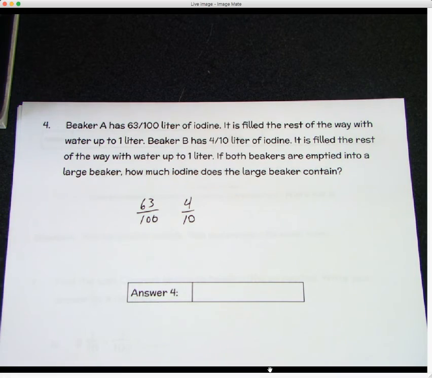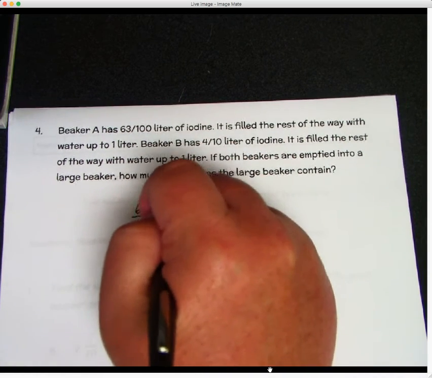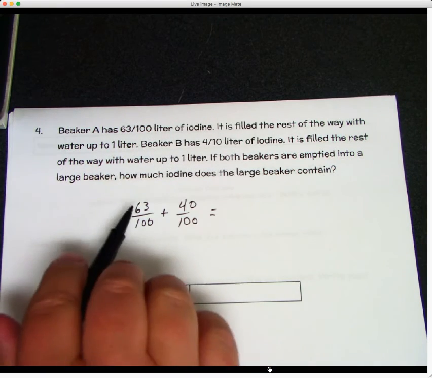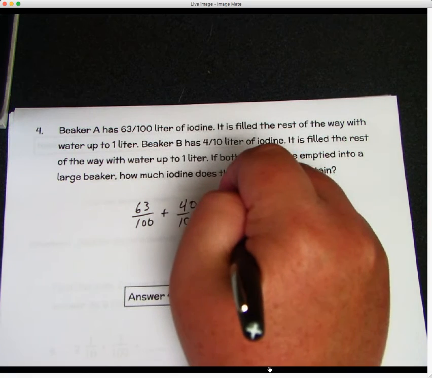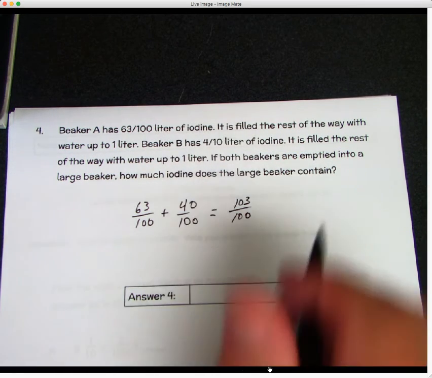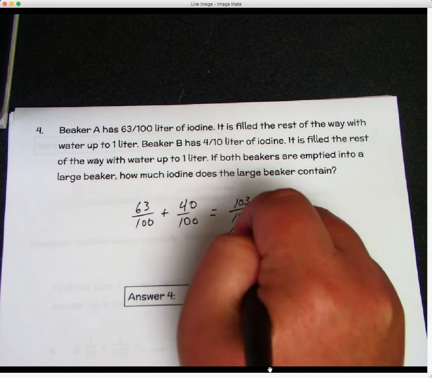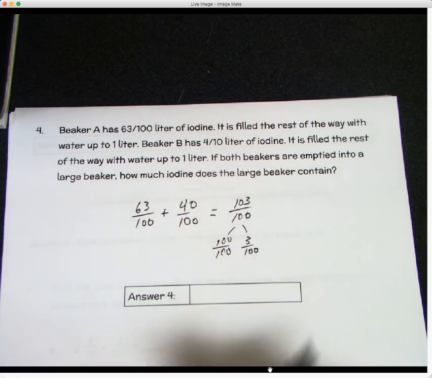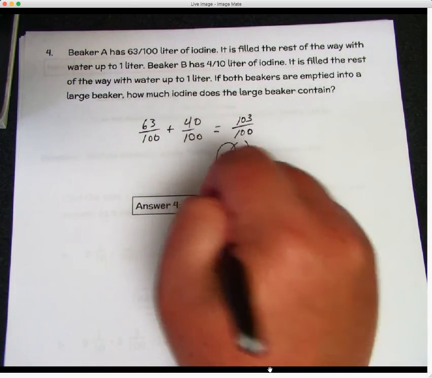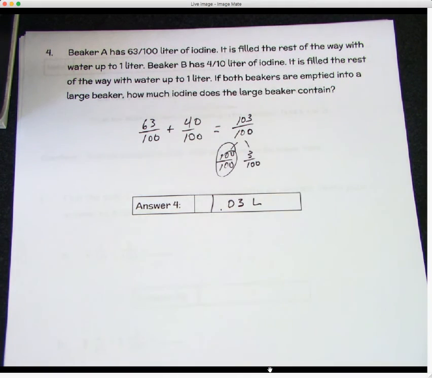So we got to add these together. Okay. 4/10 is the same as 40 hundredths. Okay. 63 plus 40 is 103 100ths. Decompose. 100 hundredths and 3 hundredths. So the large beaker would contain 1 and 3 hundredths of a liter.